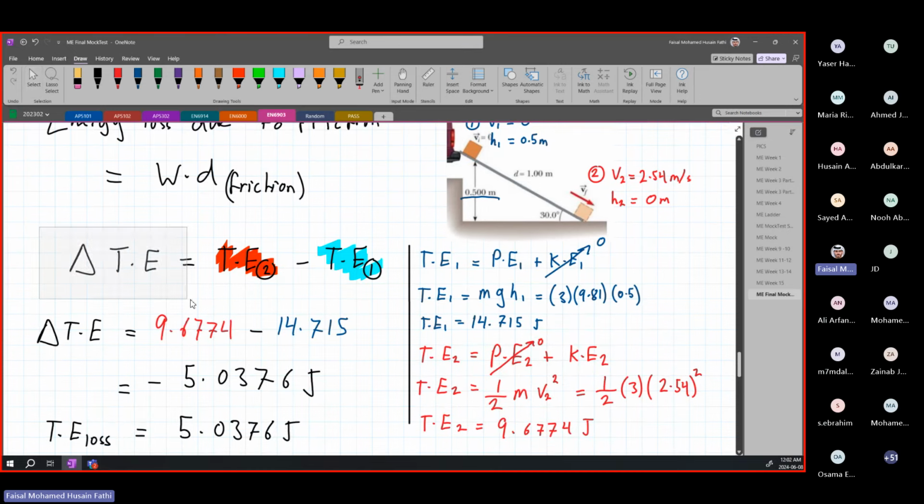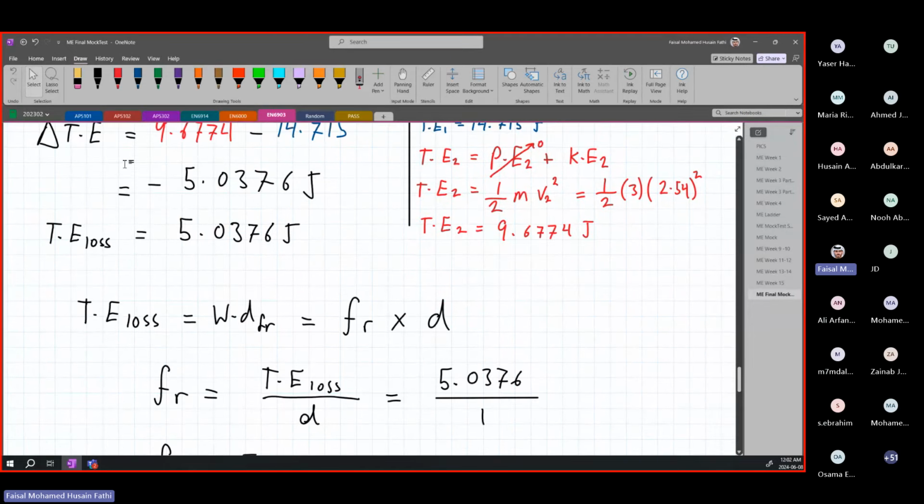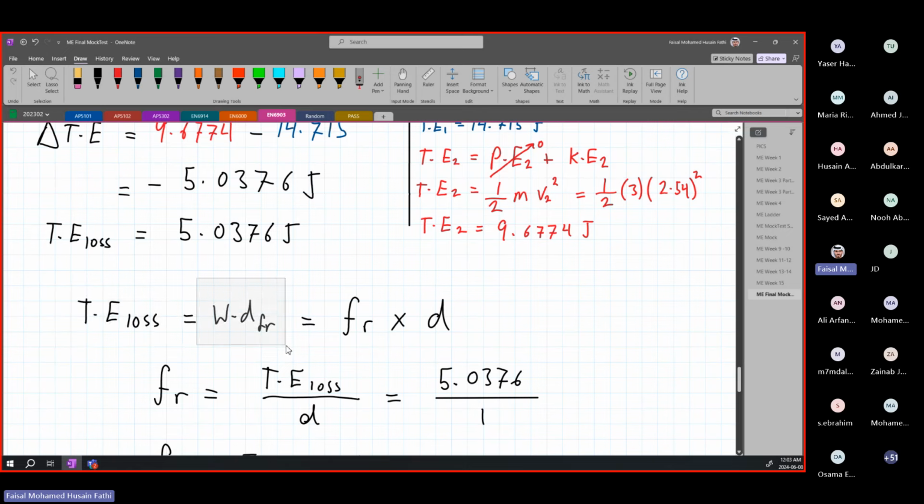Remember that the change of energy is basically just final energy minus initial. When you get a negative value for a change of energy, معناته you have a loss. All right. So you can remove the negative and just mention that this is the loss of energy. And just keep it as a positive value. And the loss of energy is the same as the work done due to the friction force in this case.